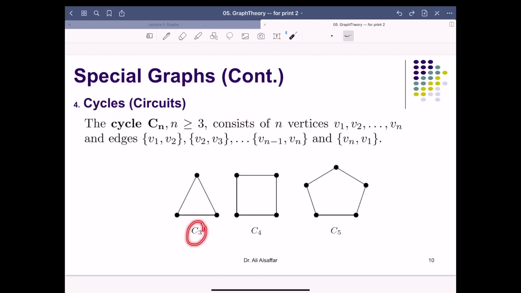This is C3, and as you notice, it forms a cycle. This is C4, so this is also a cycle. These are adjacent vertices, and there is an edge between them. So if this is V1, V1 goes to V2, V2 goes to V3, V4, V5, and returns back to V1. So they are called cycles.